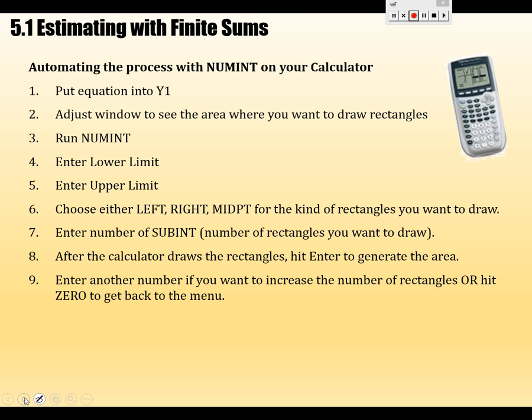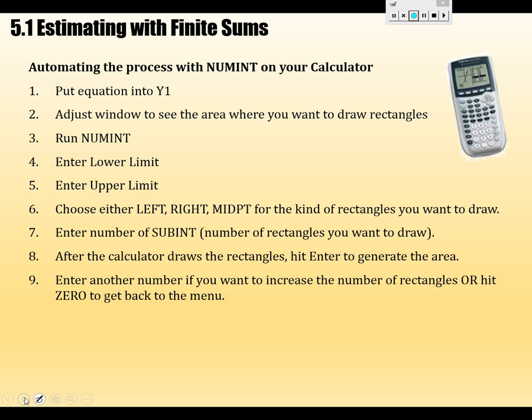And then now you can run numin, enter the lower limit 0, and then the upper limit 4. Choose midpoint. For subintervals, choose 8 if we're doing 8 rectangles. Once you do it, it'll show you the picture, which should be similar to the picture I drew for you. After you see the picture, that's somewhat cosmetic, right? Who cares about the picture? What we really want, press enter.